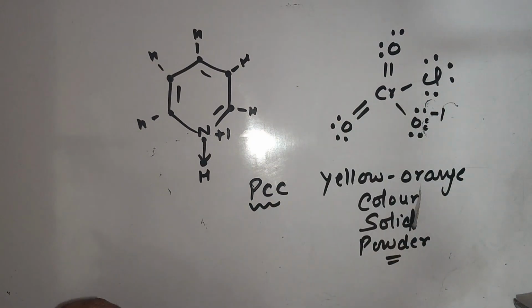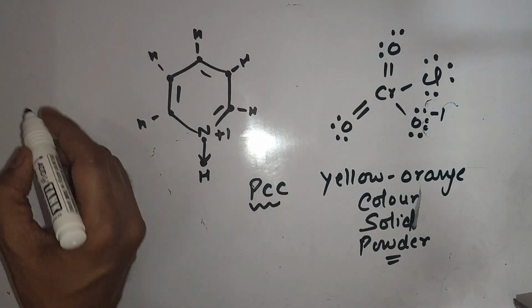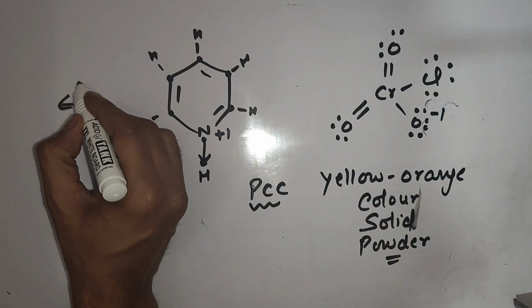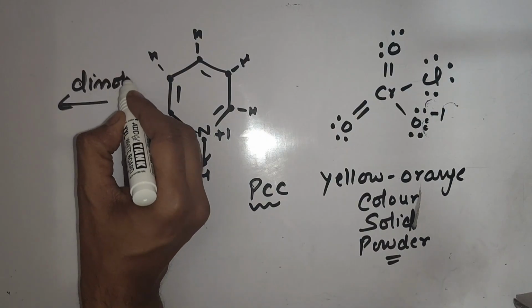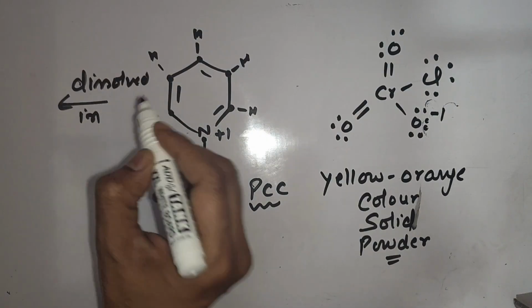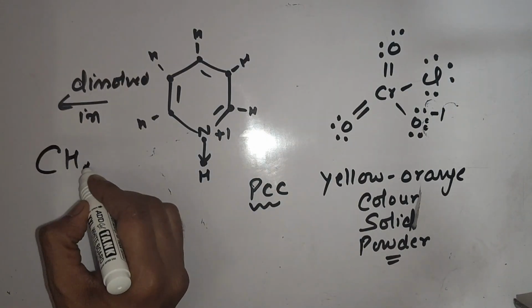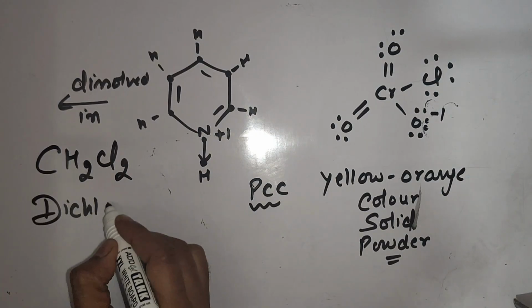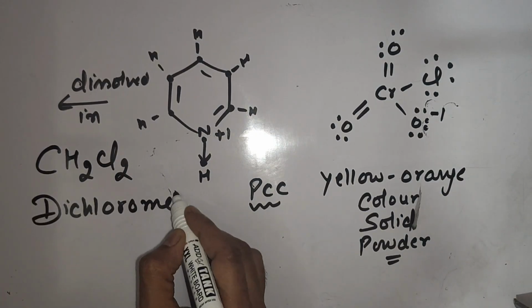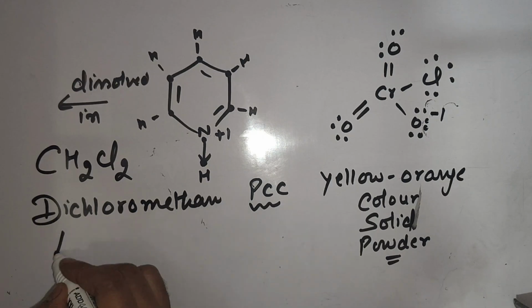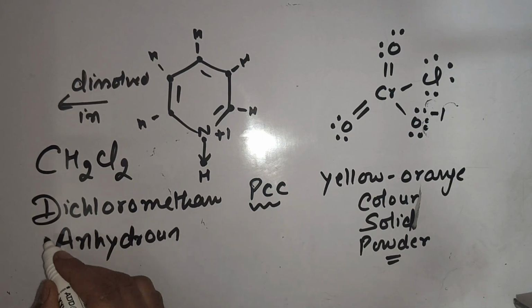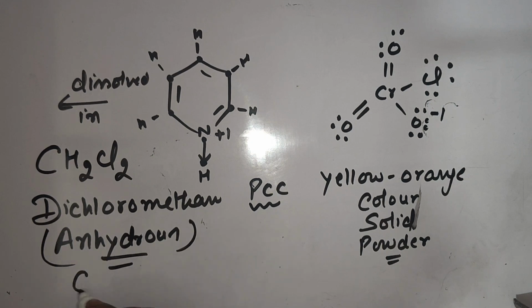Now is it ready for the oxidation process? Wait, no, we need a solvent here. This whole compound will be dissolved in a solvent which we call dichloromethane. Anhydrous, because it doesn't have water molecules. It is a colorless liquid.